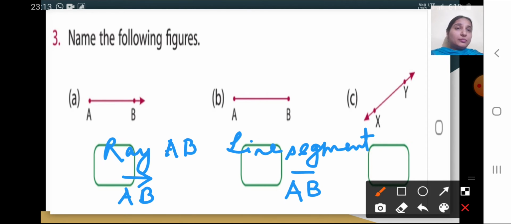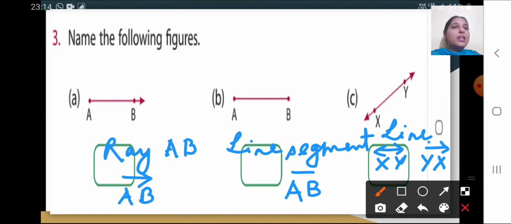Got it? Now figure number C. What is figure number C? Yes, it is a line, because you can see it is extended from both sides. So it can be named as line XY, or it can also be named as line YX. Okay, children?